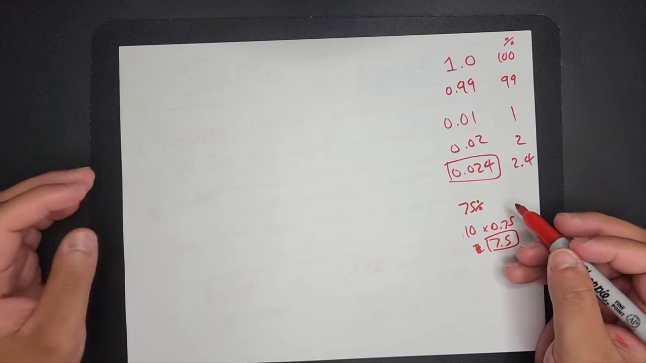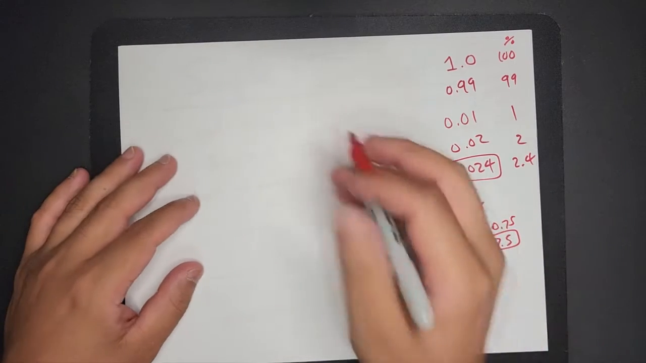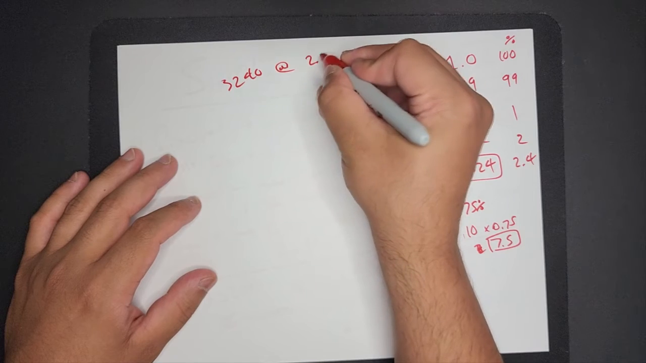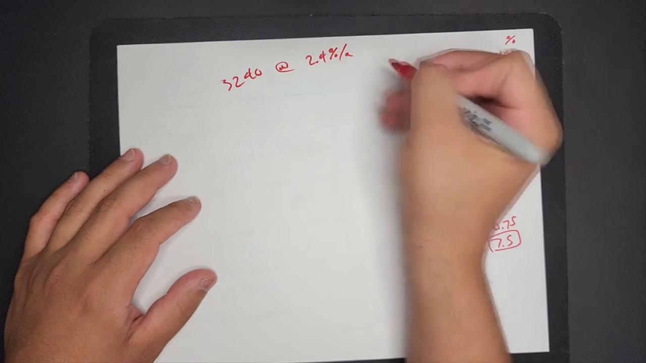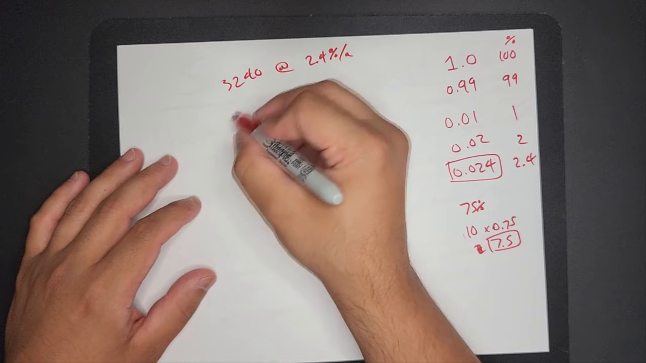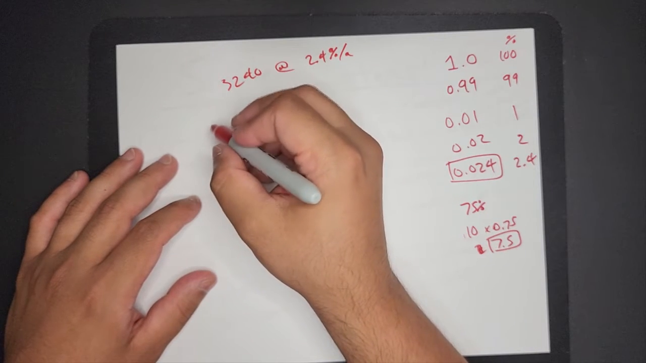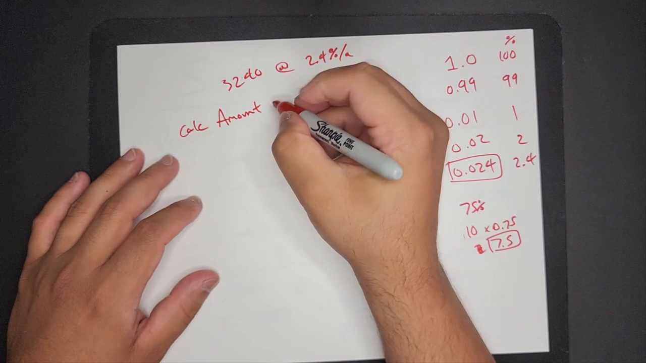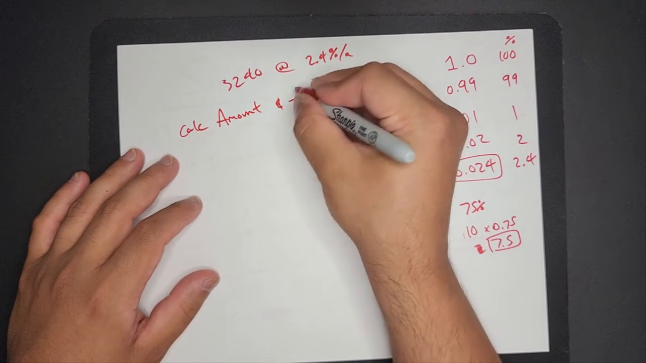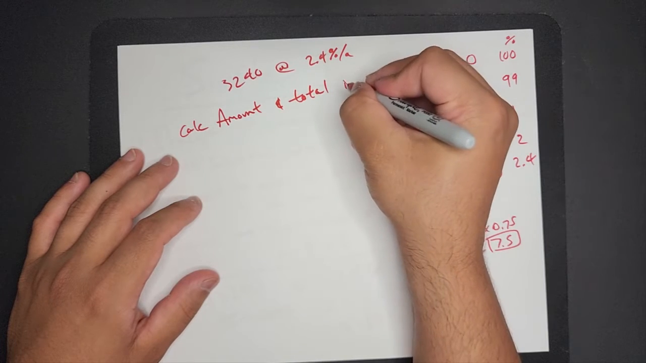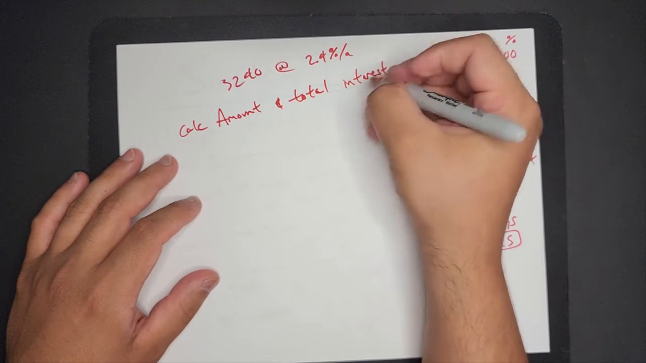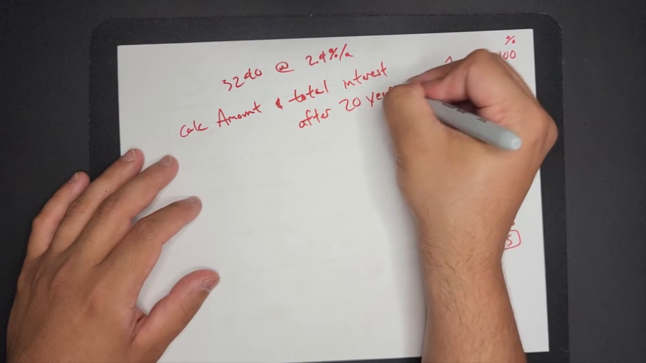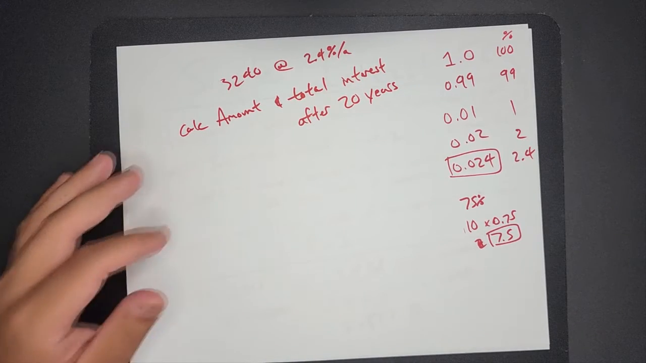So yeah, moving on, let's continue that same problem. 3240 at 2.4%. Let's calculate the amount and total interest after 20 years. And that's very easy to do.